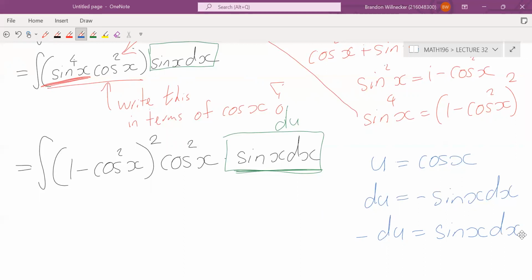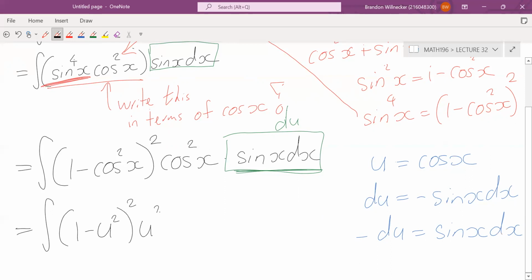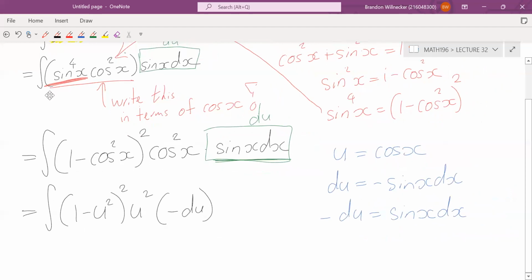Okay, so now let's just substitute everything. So we're going to have the integral 1 minus cos squared will become 1 minus u squared, all of that squared. Cos squared will just be u squared, and sine x dx will become minus du. Okay, so that's after the u substitution. Okay, are there any questions about that?